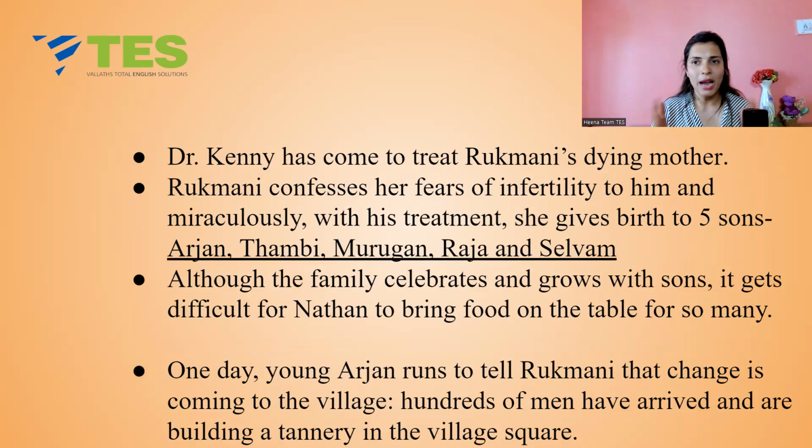It is not tough. I remember it like ATM machine, ATM and then RS. So ATM is Arjun, Thambi, Murugan, RS is Raja and Silvam. So these are the 5 sons of Rukmani and Nathan. And their oldest child is a daughter named Ira. Okay, abhi family samajh mein aa gayi. Now, although the family celebrates and grows with sons, it gets difficult for Nathan to bring food on the table for so many family members.